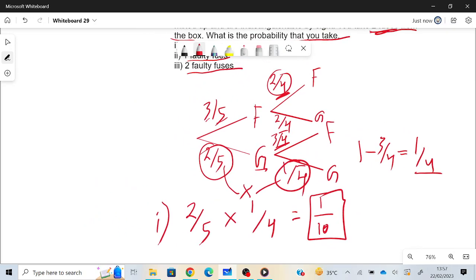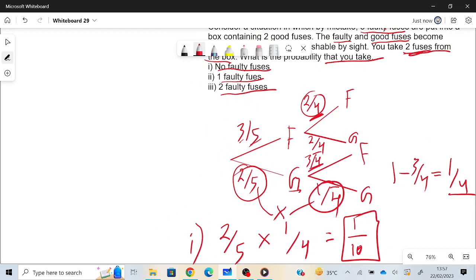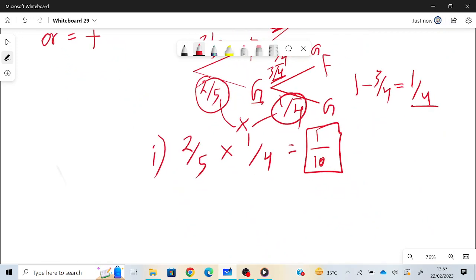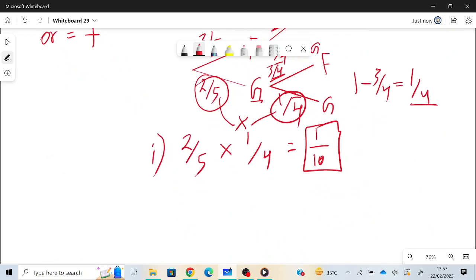If you recall, in probability, when they use the word AND, you know that they're referring to multiplication. And when they use the word OR, you know they're referring to addition. Now in the question, it didn't directly state AND, but you know that in order to get no faulty fuses, your first pick must be a good fuse, and your second pick must be a good fuse as well. Hence, we do 2 over 5 times 1 over 4.